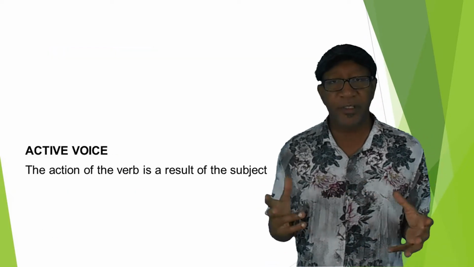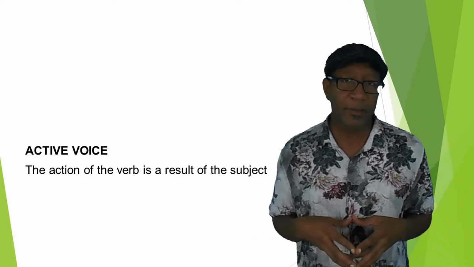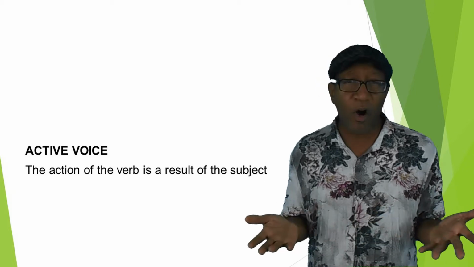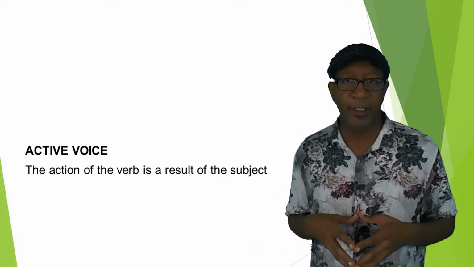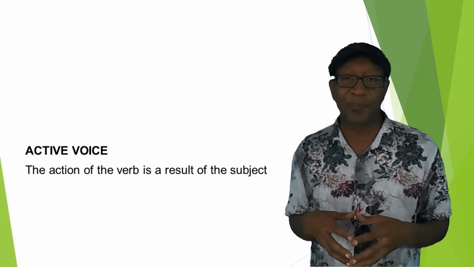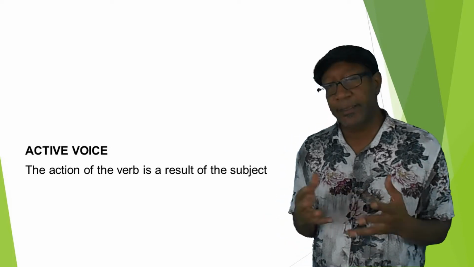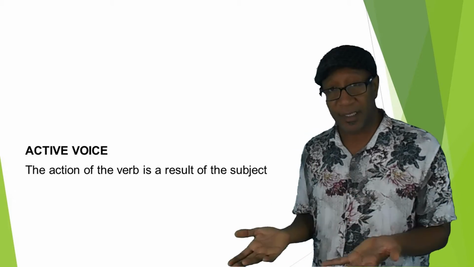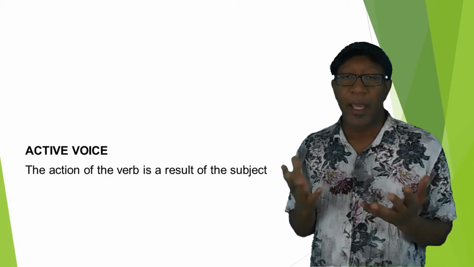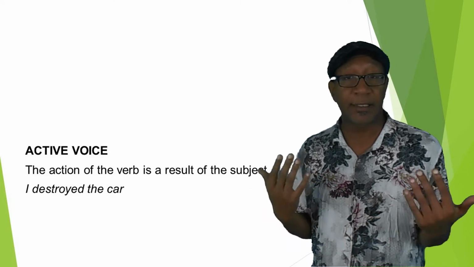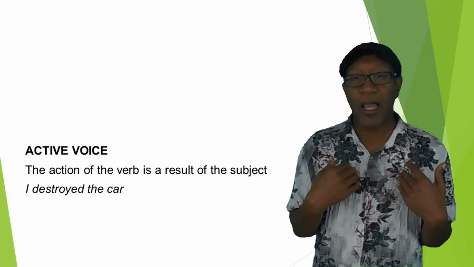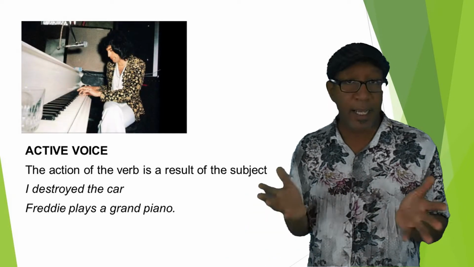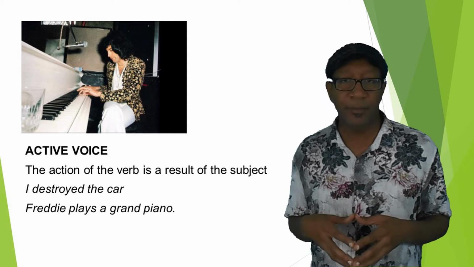So, first, we will be talking about active voice. Active voice is more common in the English language, and is more direct. It happens when the action of the verb is a result of the subject. We can have the sentence here, I destroyed the car, so I was responsible for the damage to the car. And here we have an image of this guy at the piano.